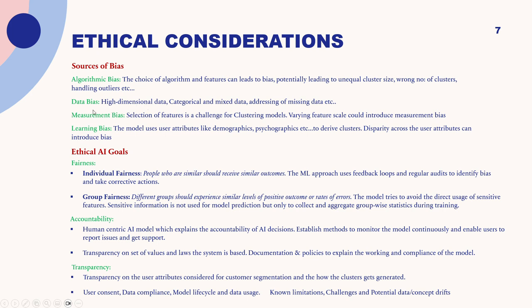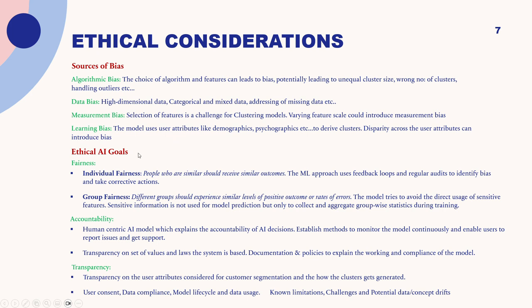Data bias is another possibility, because of high dimensional data or categorical and mixed data. Any cases of addressing missing data can also lead to data bias and need to be handled. Measurement bias is also a challenge with clustering models. If there are varying feature scales, that could introduce measurement bias, so that needs to be monitored and handled. Learning bias is another bias because the model uses user attributes to derive clusters. If there is any disparity across the user attributes, that can introduce bias. So these are the things that need to be taken care of.